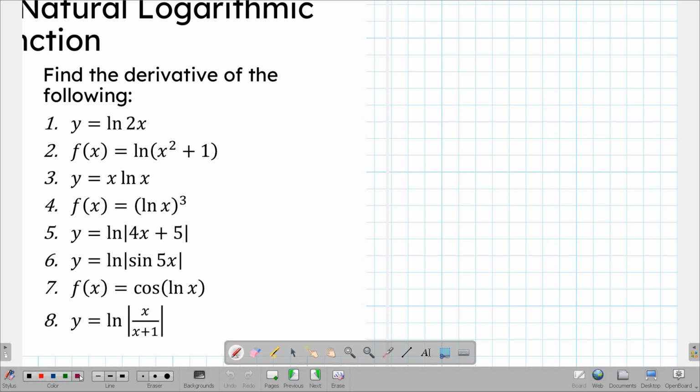So, for example, in number 1, we have y is equal to ln of 2x. So y prime of that would be the derivative of 2x, which is 2, over the original u, which is 2x. So cancelling that, we're still going to get 1 over x. Therefore, the derivative of ln of 2x is still 1 over x.